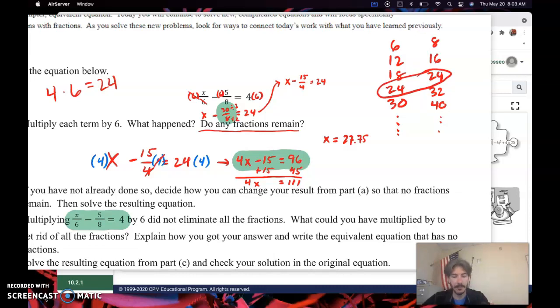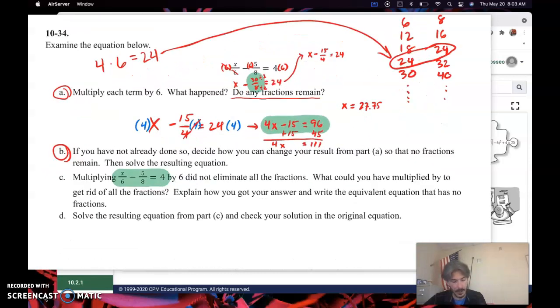And that 24 connects to the multiplication of 6 and 4. So when those denominators don't match, if you can find the least common multiple, it really is going to make your life a ton easier. I promise you, you could take this and start over. This is the original, you could multiply each term by 24, and you'd end up with what we ended up with: 4x minus 15 equals 96, and you could solve and get 27.75. That would work out really nicely for you.